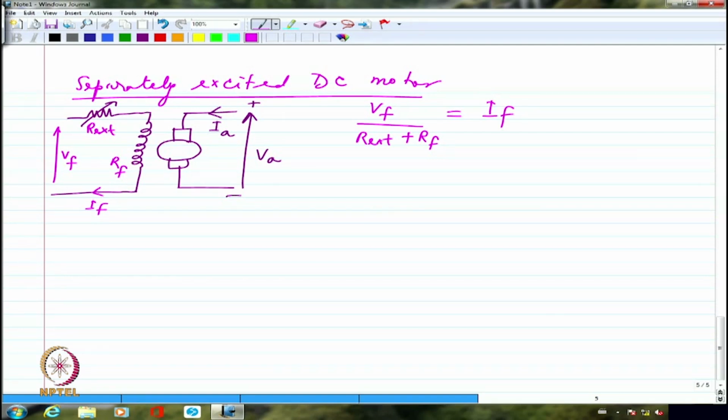Now, I am going to have this IA passing through this, and of course the load is now coupled to the shaft of the DC motor. So I'm going to have a mechanical load coupled here.